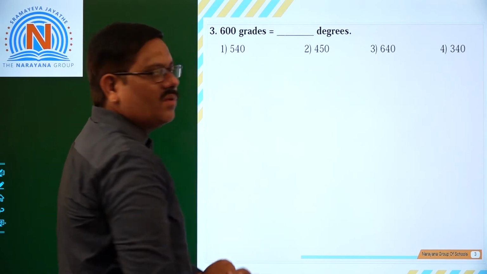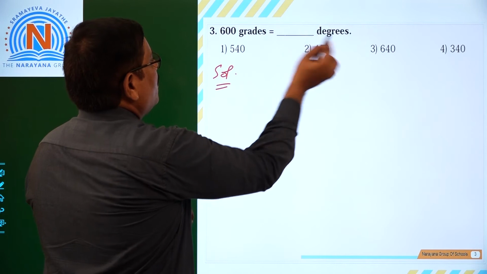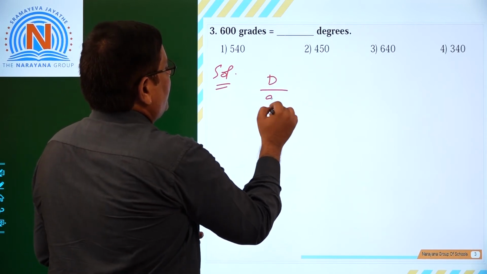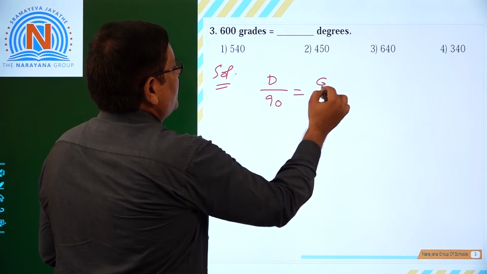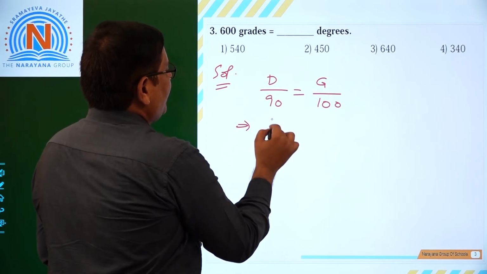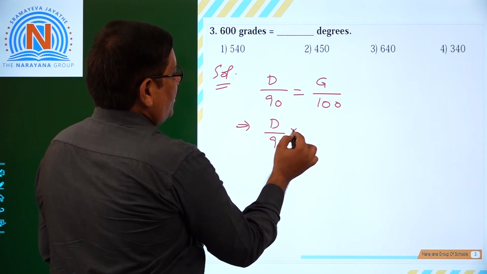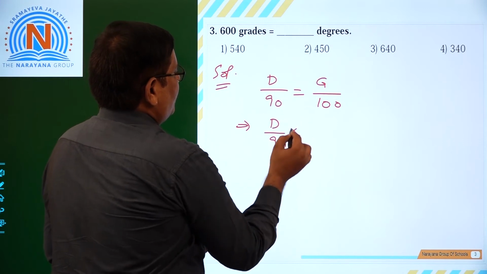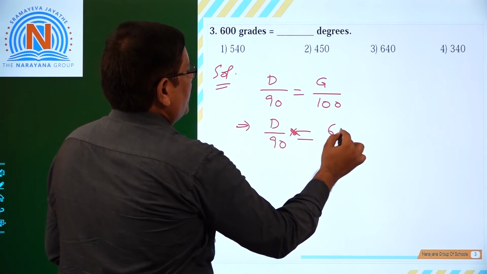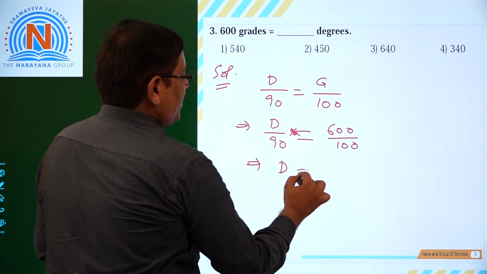600 grades is equal to dash degrees. 600 grades is equal to how many degrees? How to do that? We have D by 90 is equal to G by 100. The same relation I can use. Degree by 90 into 100. I want it in degrees, so G is how much here? 600 by 100.